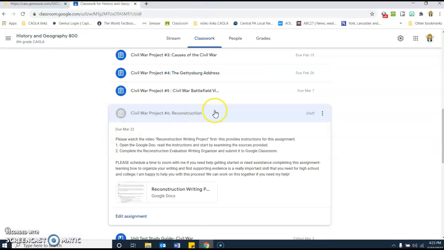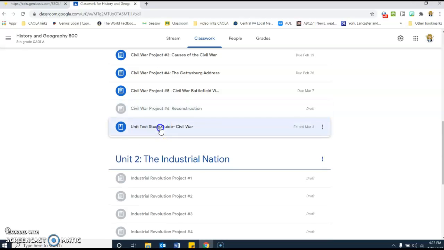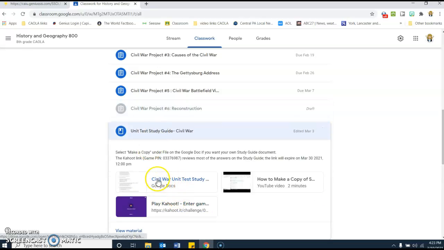If you go back to Google Classroom, you can see right here, there is a study guide. You can make a copy of it. There is also a Kahoot that will go over the answers to the study guide. So please use those resources. Do not take your test without your study guide. It will be a lot easier if you do the study guide first.